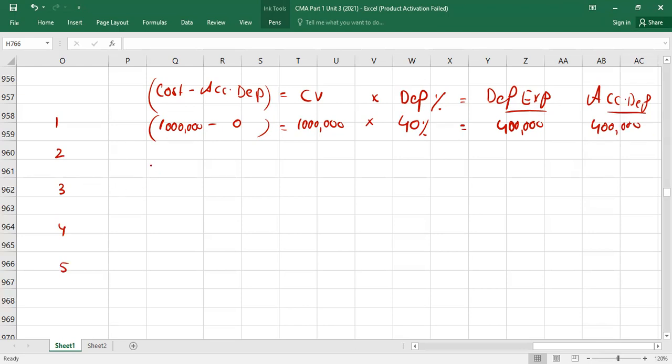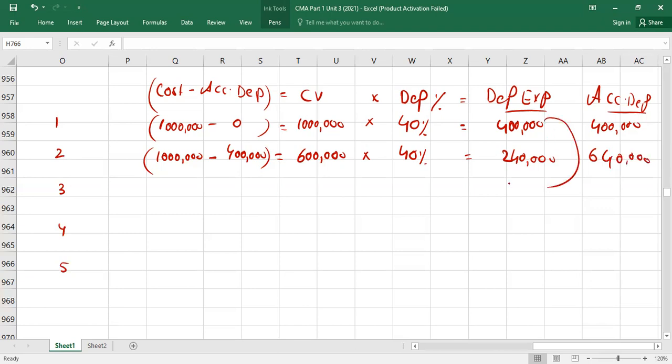Then guys, year 2, again cost is 1 million. And accumulated depreciation will be how much now? $400,000. Carrying value will be $600,000 multiplied by 40%. How much? 240,000. And accumulated will become how much? 640,000. How? Because now this is the accumulated total. Clear? Or you can say this plus this is equal to accumulated.